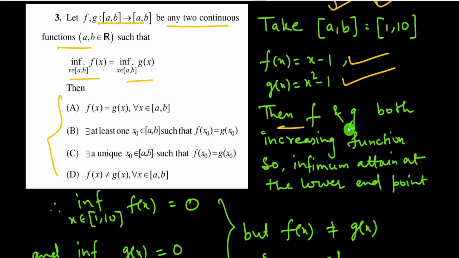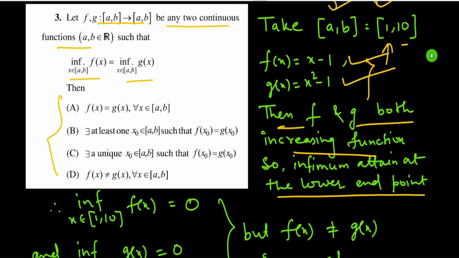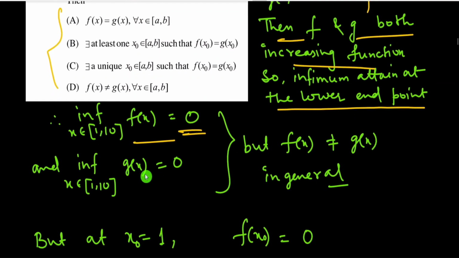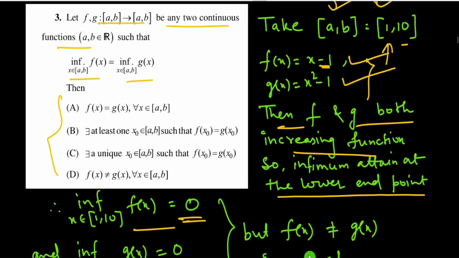Now, f and g are both increasing functions. These two functions are clearly increasing on this interval, and so the infimum of these two functions is attained at the lower end point of the interval. That means the infimum is attained at 1 for both functions. Therefore, infimum of f(x) is attained at the point 1, so this is equal to 0, since x minus 1 is 0 at x equal to 1. And similarly, the infimum of the function g(x) for x belonging to [1, 10] is equal to 0. But the two functions are not equal in general. Therefore, this option is not correct.